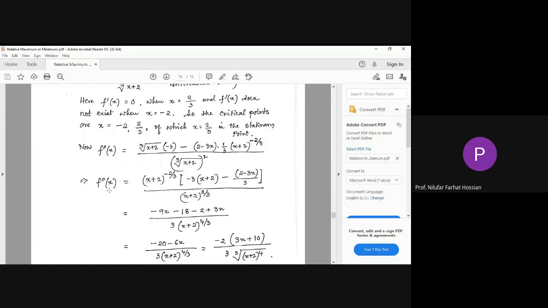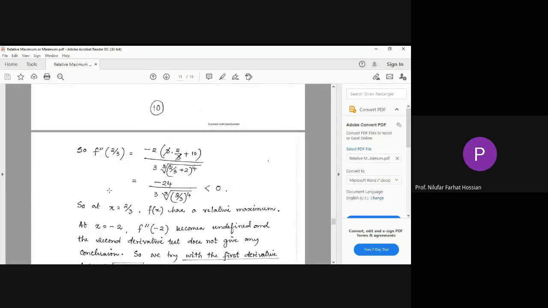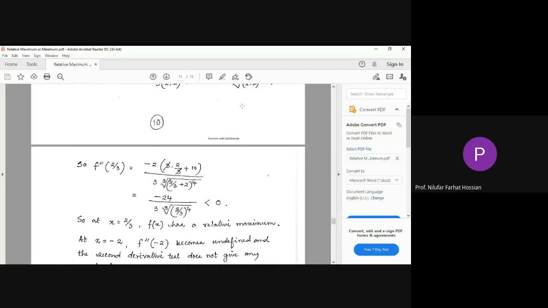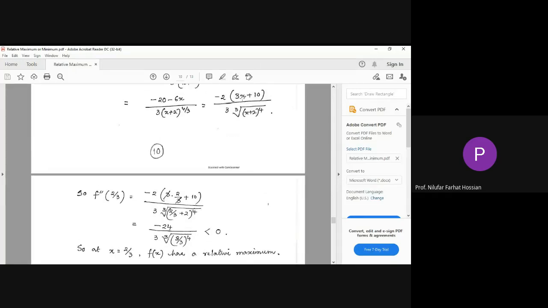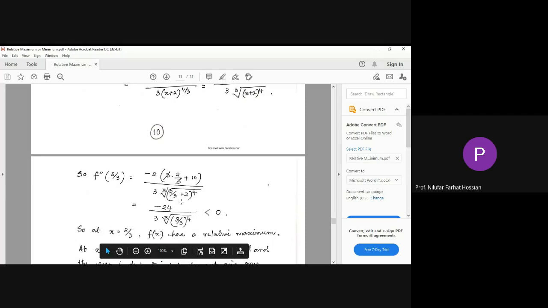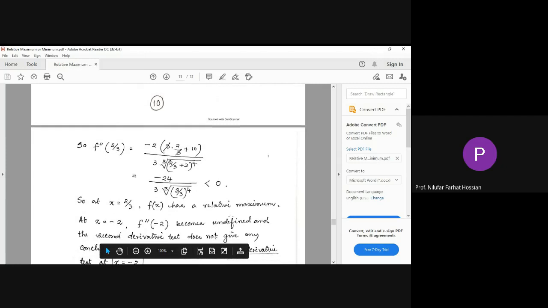So let us find when x equal to 2 by 3. Just put here x equal to 2 by 3. So here it becomes what? 12 into minus 2, that means minus 24. The lower part is positive because under the cube root it is a positive number and the power is 4. So ultimately the cube root of this positive number will be a positive number. So there is a negative sign only in the upper part, so it is negative. Since it is negative, the original function will have a relative maximum at x equal to 2 by 3.